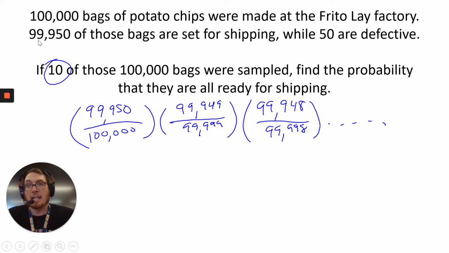the rest of them, 99,950, are good to go. So if 10 bags are sampled, find the probability they're all ready to go. So the probability of the first one would be the 99,950 number divided by 100,000. But since technically this is without replacement, I should take those down by 1 over and over again until I do that 10 times. So what I've written is the first 3, but I have to keep going until I get to 10 numbers that I would be multiplying together.